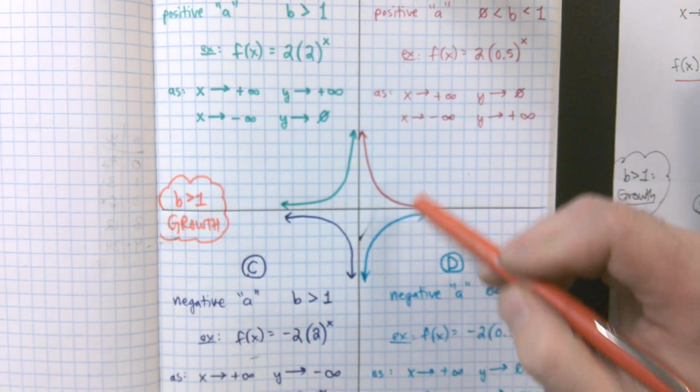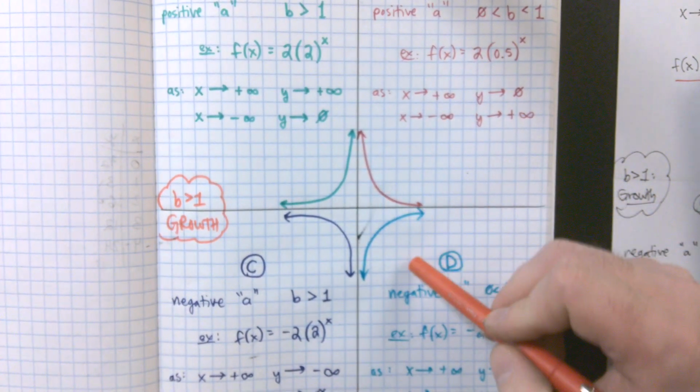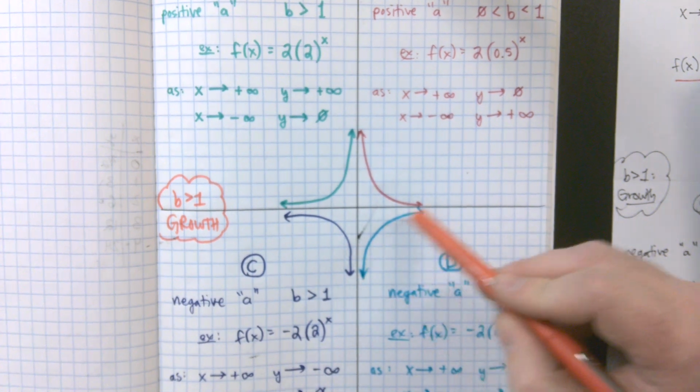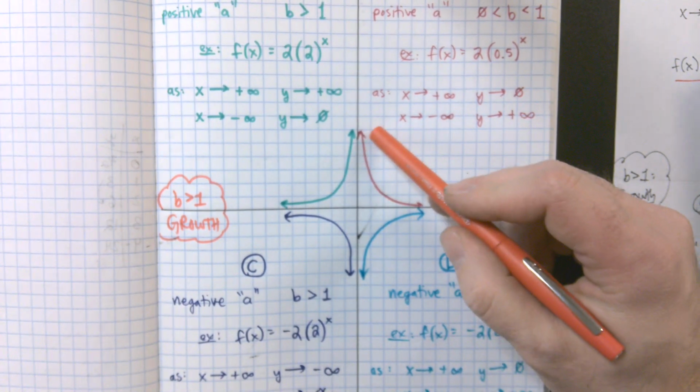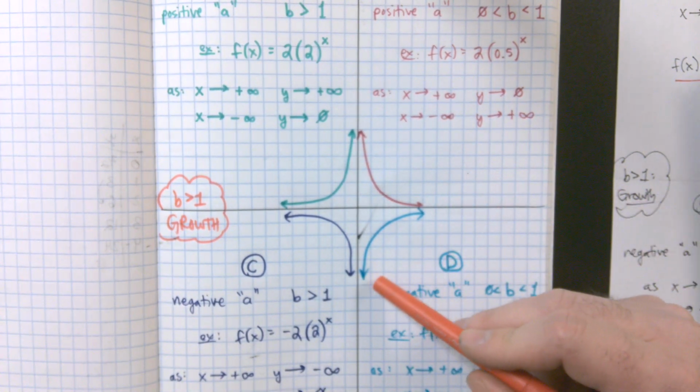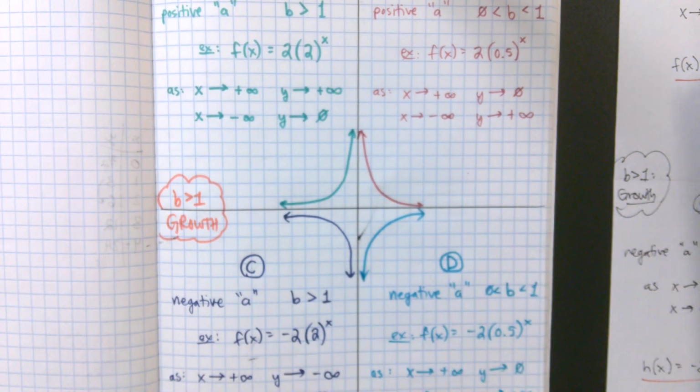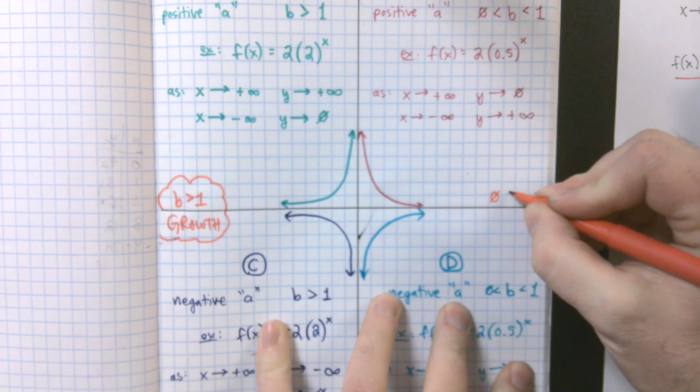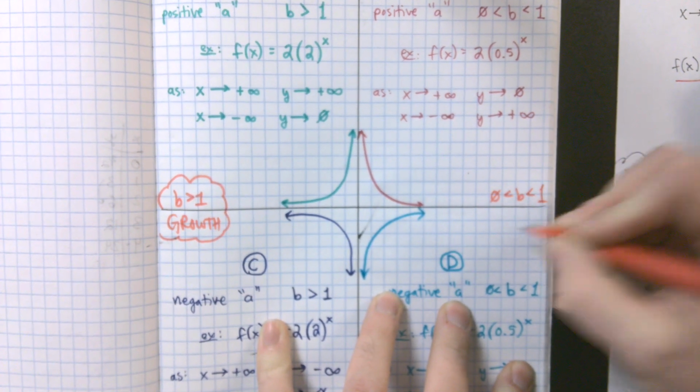But what are this red and this blue line over here? What are they both approaching going to the right? 0. See how this one's dropping down to 0? This one's coming up to 0. If I'm approaching 0, I'm not growing at all. I'm decaying. Question, Alex? No. Okay.